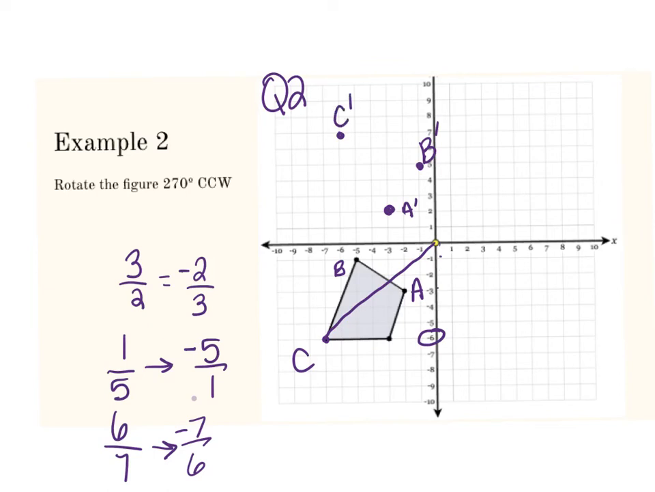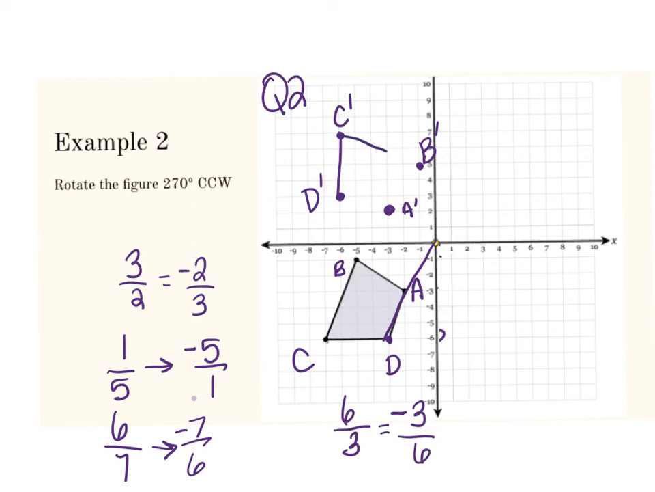And then my last vertex is going to be called point D. And I'm going to count down 6 and over 3. When I flip this, this becomes 3 over 6. Started positive, so these go negative. So I need to count up 3 and to the left 6 and make my new point. And there's point D prime. So here is the figure with a 270-degree counterclockwise rotation.